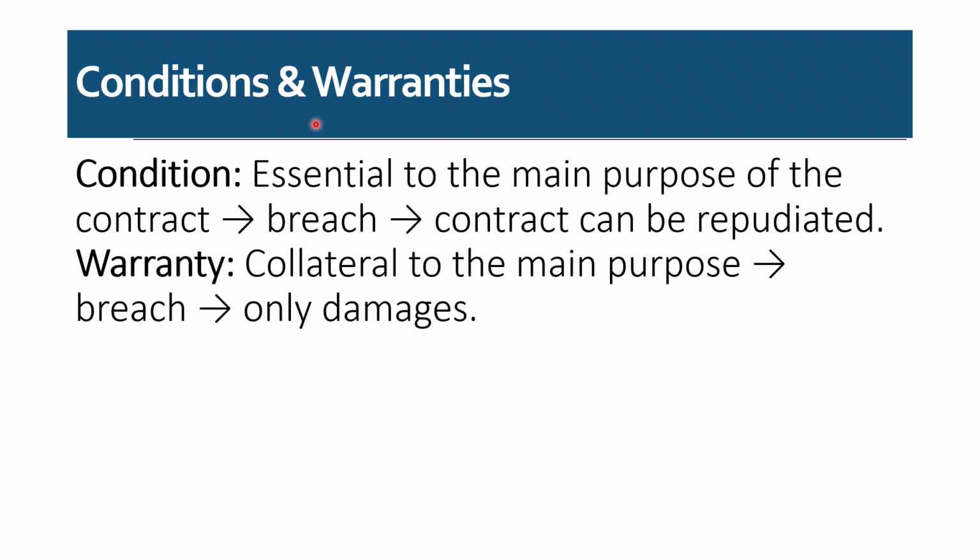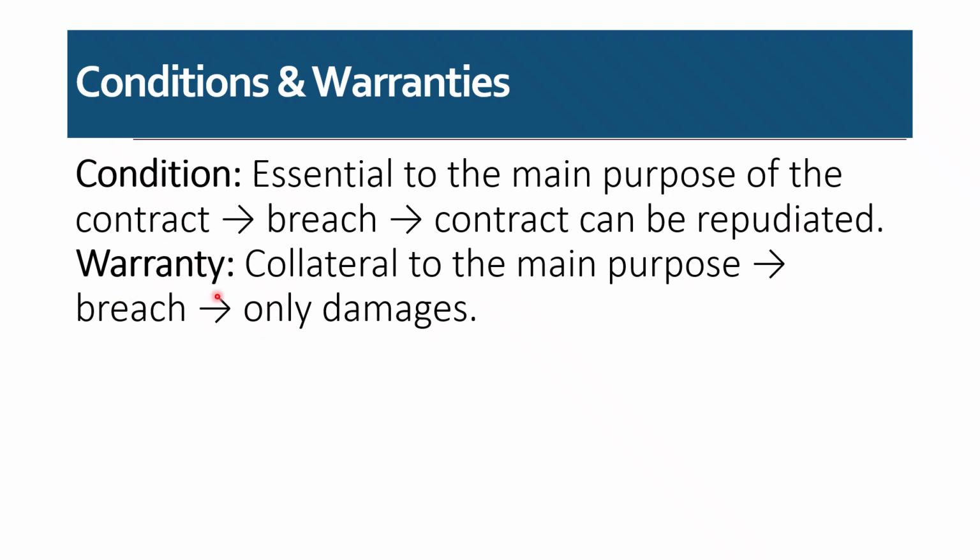Next, we move to the conditions and warranties. Again, one of the most tested topics in this unit. Talking about condition, a condition is a very important term of the contract. If a condition is breached, the buyer can reject the goods. So if there is a breach of a condition, the contract can be repudiated. For example, if you buy a car and it has no engine, the main purpose of the contract is defeated here. So you can reject the car without any issues.